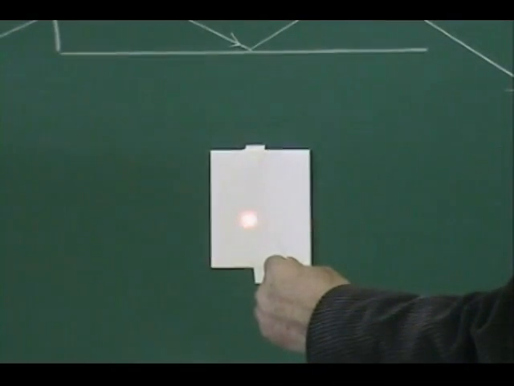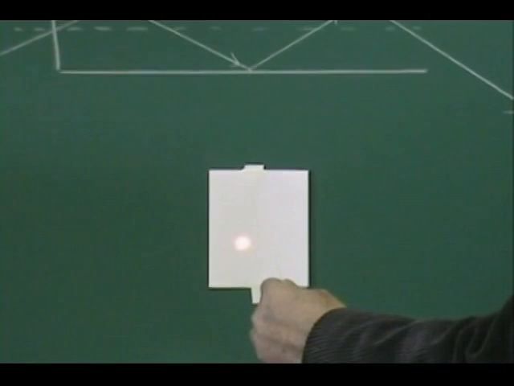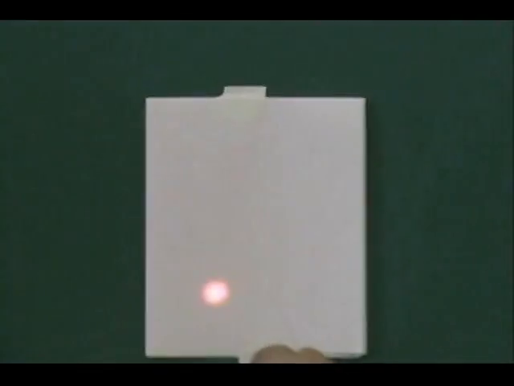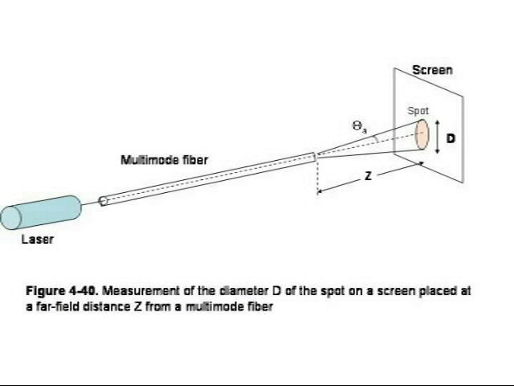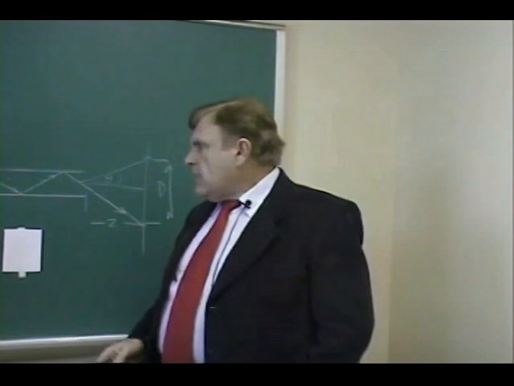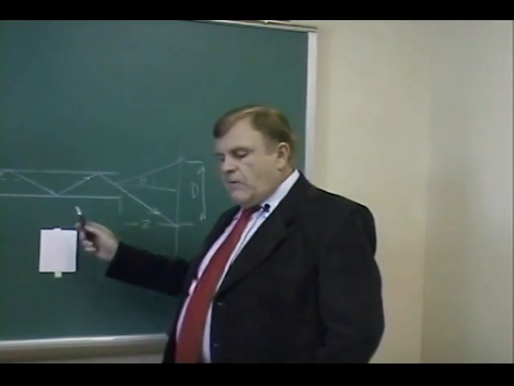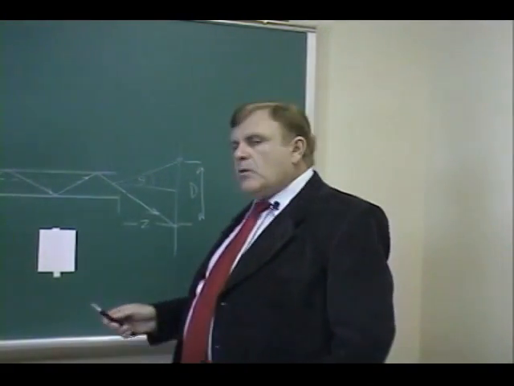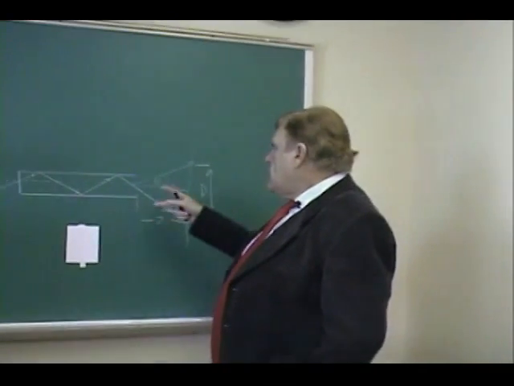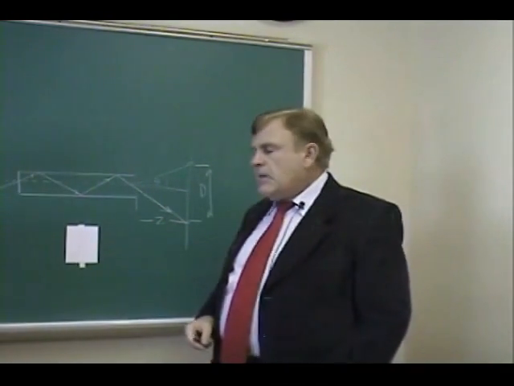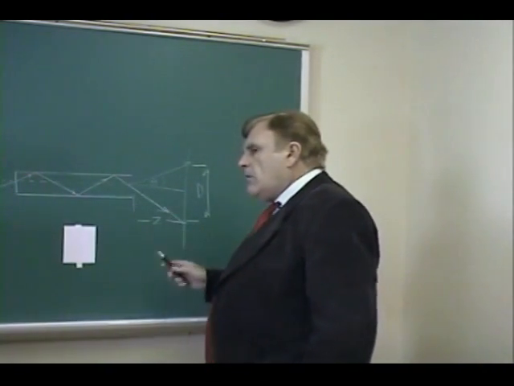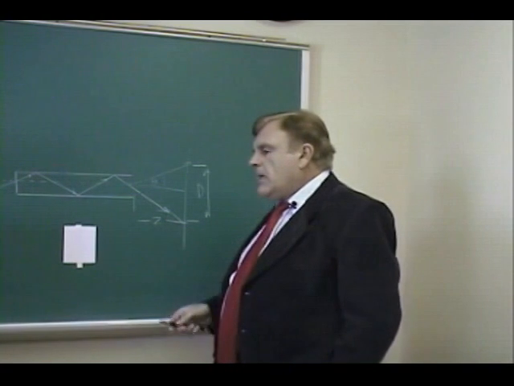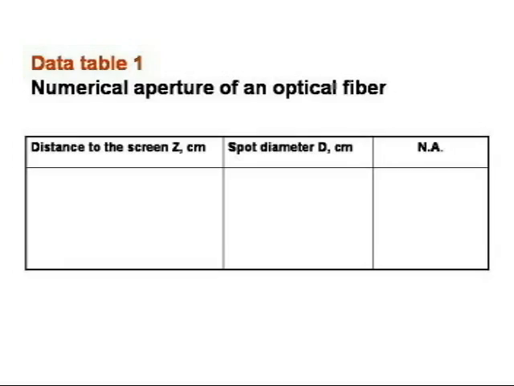And we can measure the diameter of this spot. We can measure the distance of this fiber from the screen, and we can measure the sine of this angle. I want to emphasize here that because the diameter of the core of the fiber is much larger than the wavelength of light, the diffraction spreading is negligible here. So in this experiment, light travels according to geometrical optics along straight lines, and that is why this experiment really gives you numerical aperture.